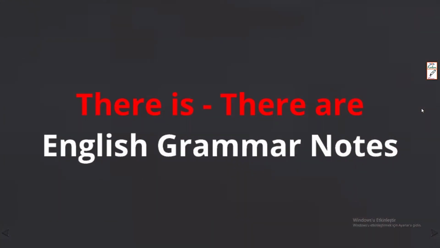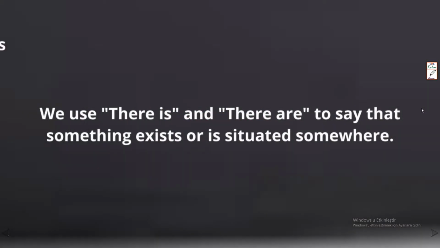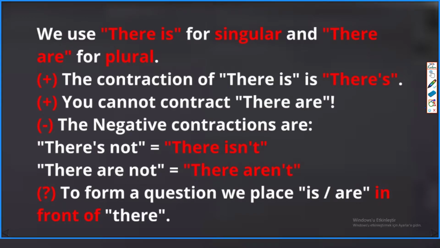There is and there are, and we have English grammar notes with that. We use there is and there are to say that something exists or is situated somewhere. It should be real. And we use there is for singular and there are for plural. This is the most important thing in this part.